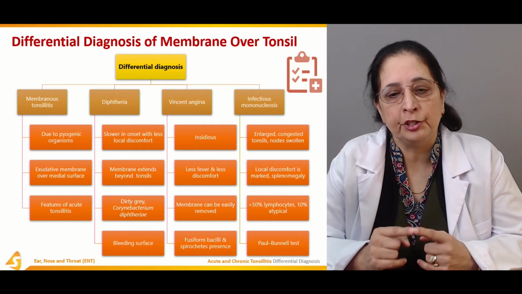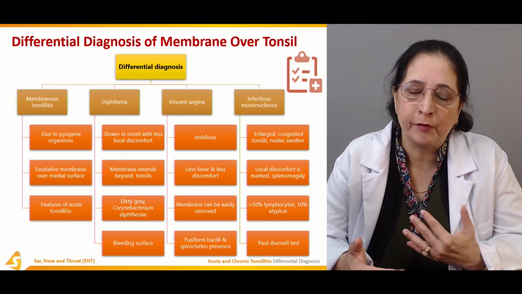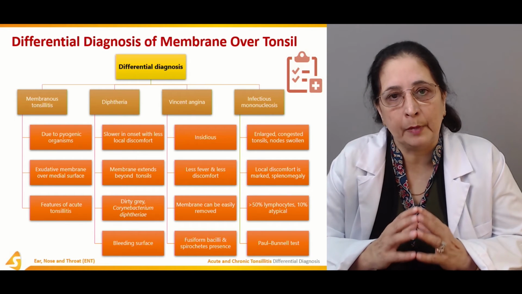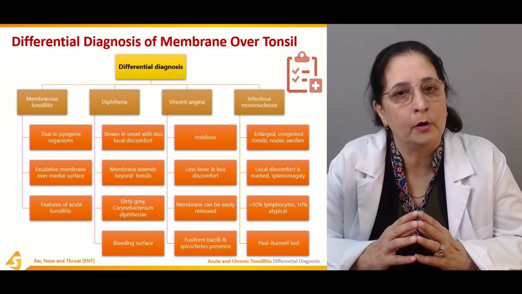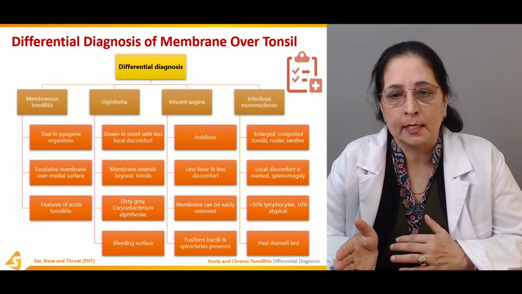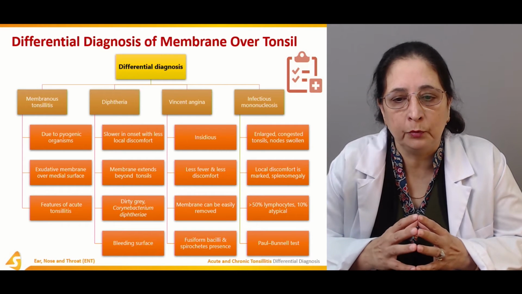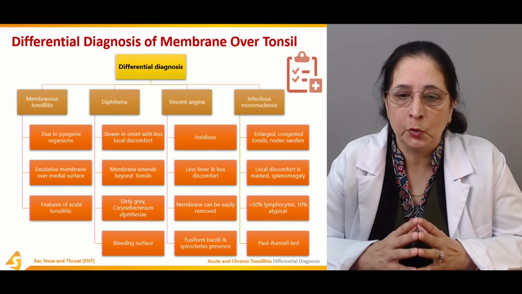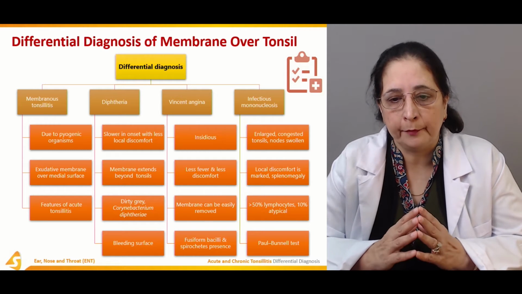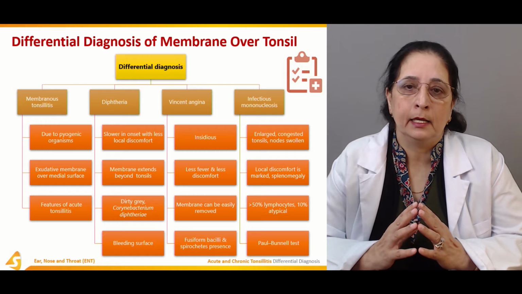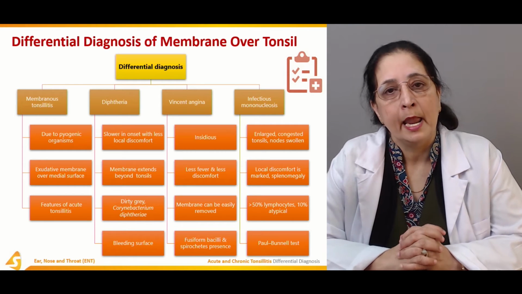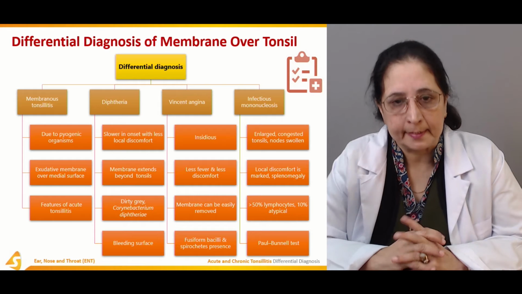The Vincent angina membrane can be removed easily, and it is caused by spirochetes and fusiform bacilli, whereas in infectious mononucleosis there are enlarged swollen nodes, there is membrane present, and this infectious mononucleosis is caused by Epstein-Barr virus.